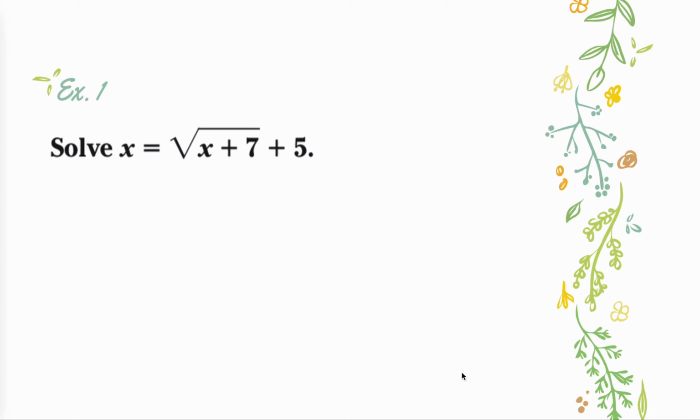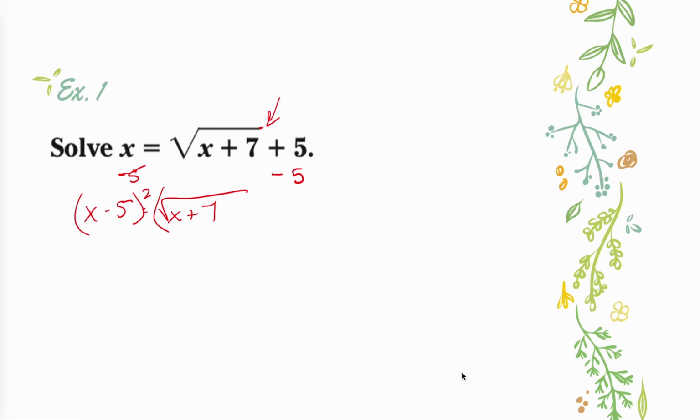All right. So, solve x equals the square root of x plus 7 plus 5. So, what we need to do is we need to move this 5 over. Before we can square everything, we need to get this square root by itself. This is going to be x minus 5 equals the square root of x plus 7.